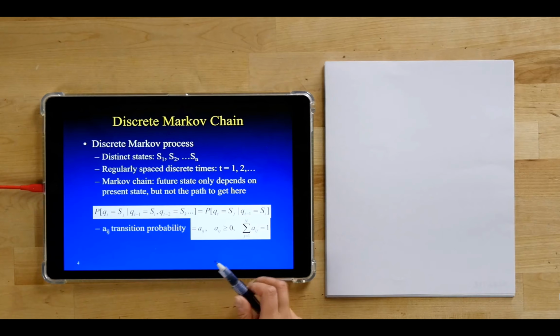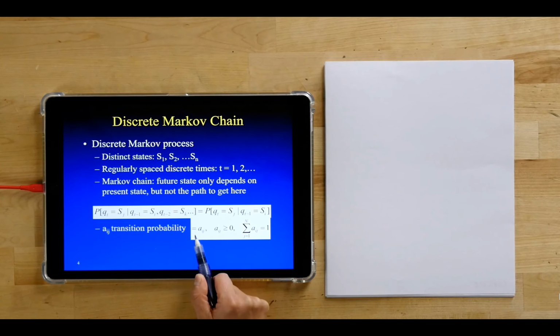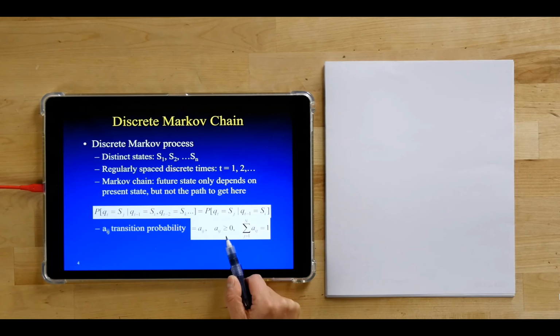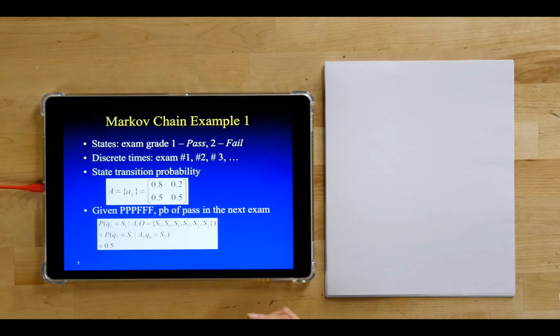So I'll show you a few examples in here. By the way, the transition probabilities of all the different situations need to all be over 0 and less than 1, and they add up to 1. So let's look at some examples. For example, if in, so the states, so this is an example.